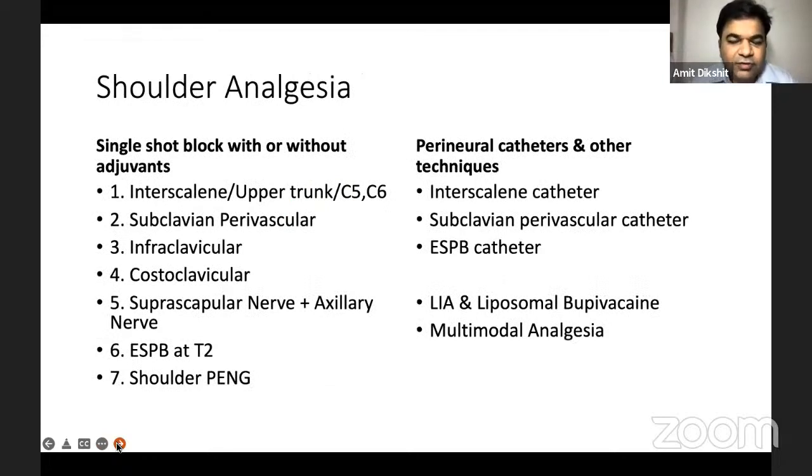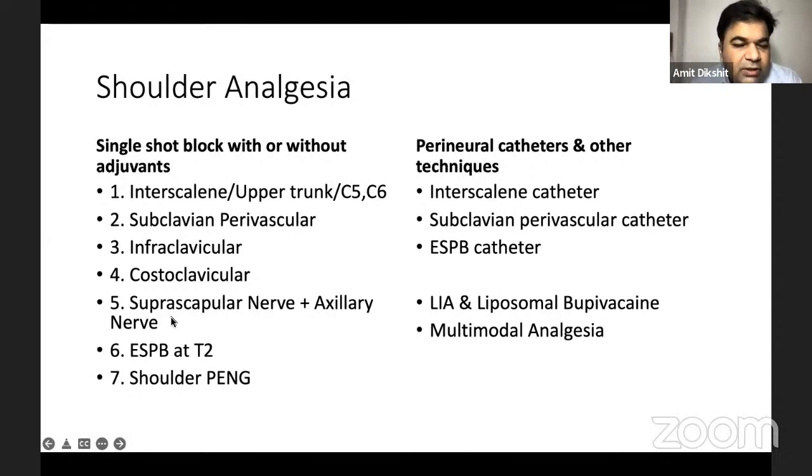So shoulder analgesia strategy. If we have done it under general anesthesia, yes, then I can go low on concentration like 0.2% ropivacaine or 0.25% bupivacaine with or without adjuvant like Dexa. And I can use a single shot block. It can be a single shot interscalene block, or nowadays people talk about upper trunk or around C5 and C6 nerve root. It can be a subclavian perivascular block where we are aware that the lateral aspect we are covering, which is suprascapular nerve. And if that sort of a strategy is done, then it can be a good block. For infraclavicular block and costoclavicular block, the suprascapular addition should be done along with that.